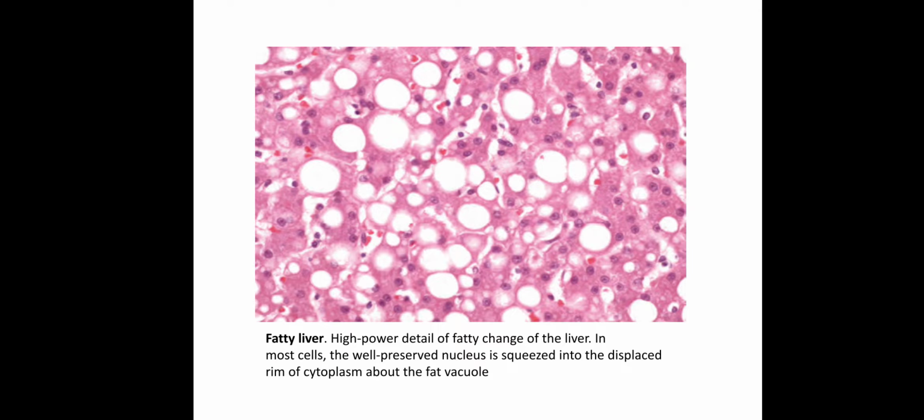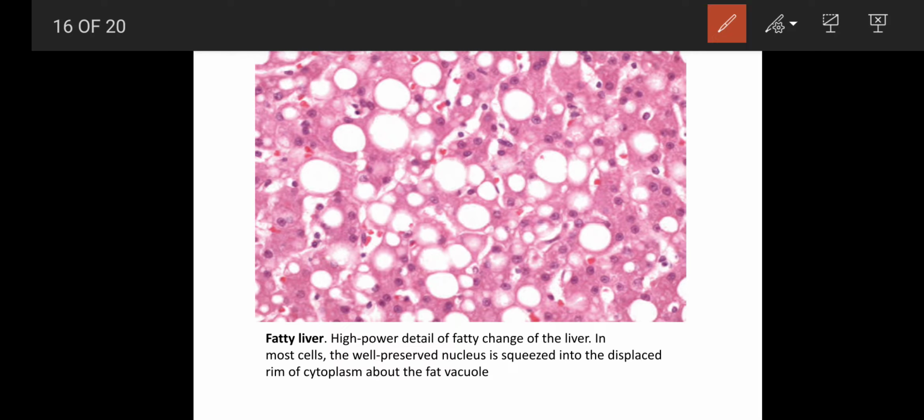Going to the next image. This is a classical example as we read in my previous lectures. We read about intracellular accumulation. These blank spaces are actually the fat vacuoles. These are intracellular deposition of fat, and they have actually pushed the nucleus towards the periphery.